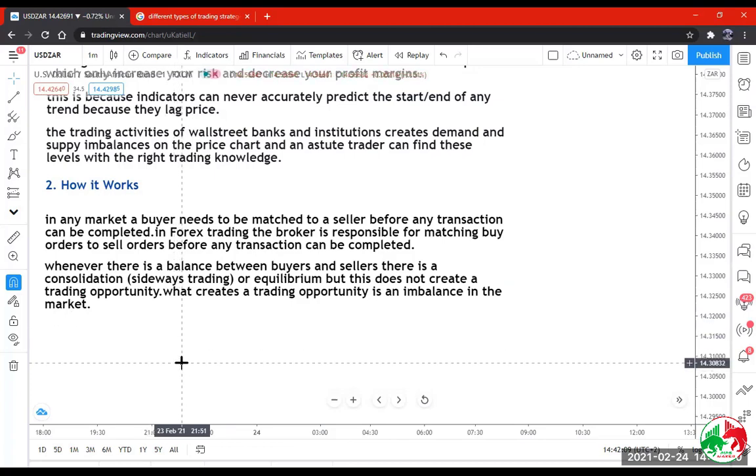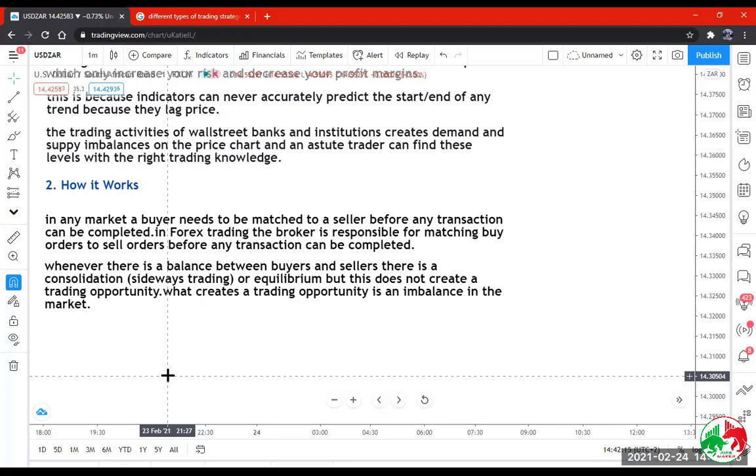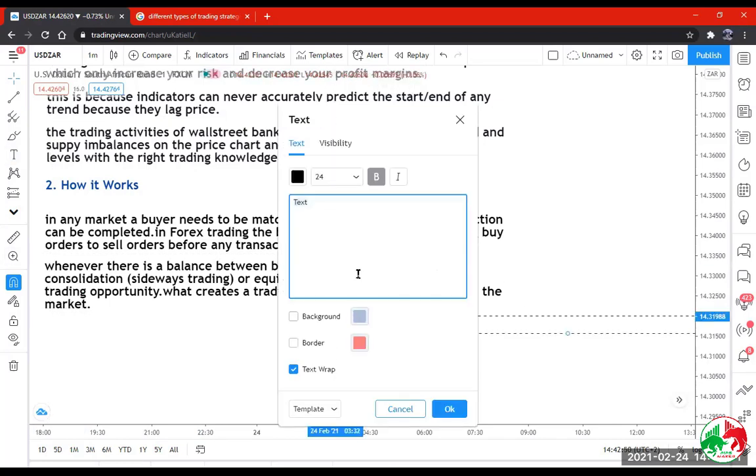The market always moves up from a demand zone, created by excess unfilled buy orders, and down from a supply zone created by excess unfilled sell orders. Big banks trade in huge amounts, but most of the time cannot instantly match all their buy or sell orders because of the lack of an equal amount of orders on the opposite side of their transaction, which is the retail traders. So therefore, an imbalance of buy or sell orders is created in the market.